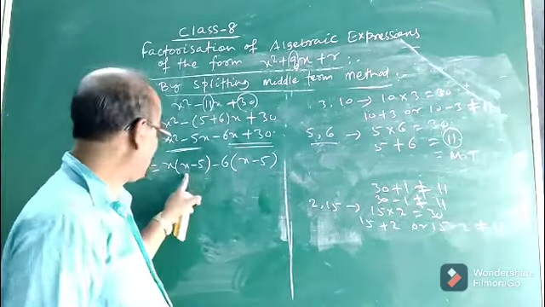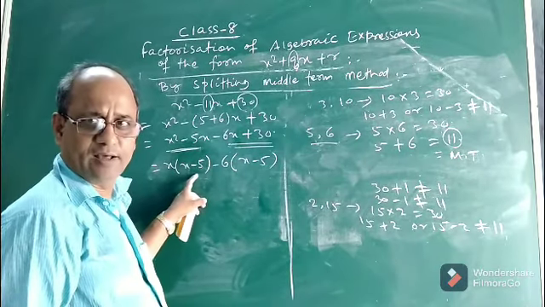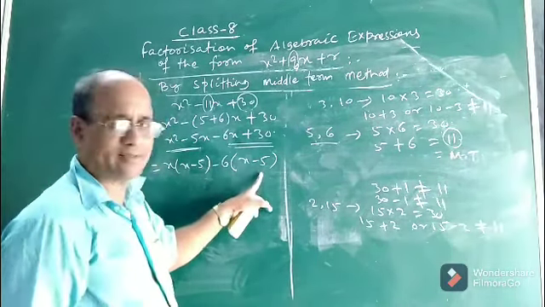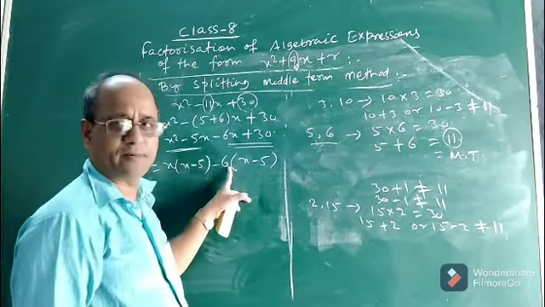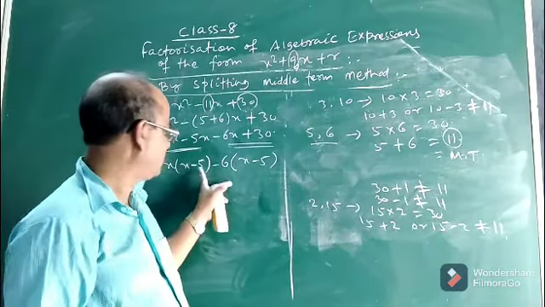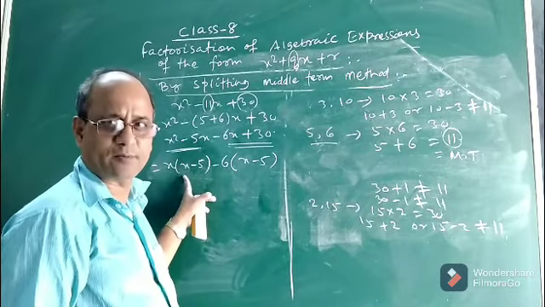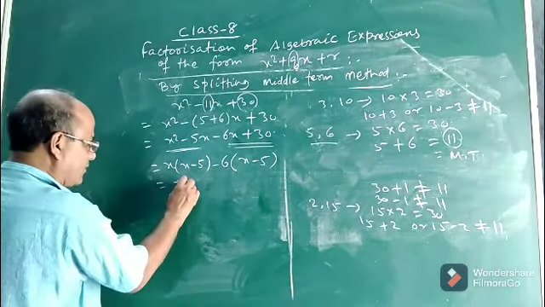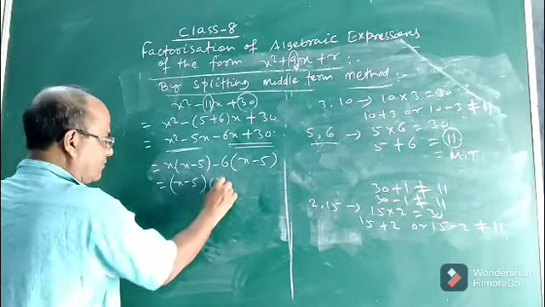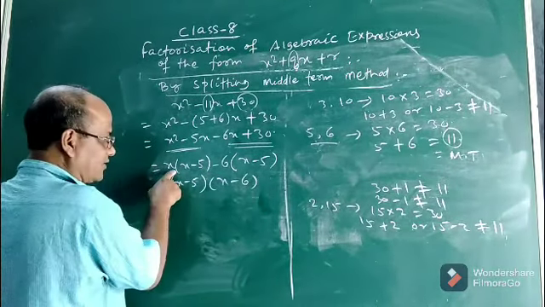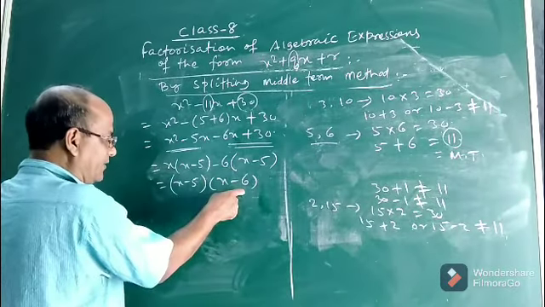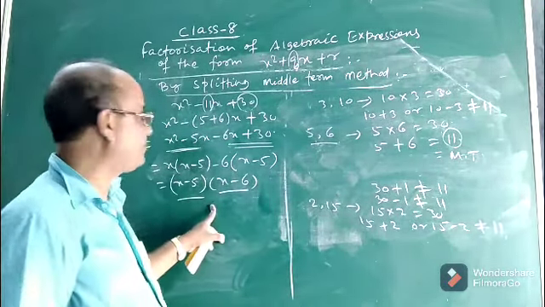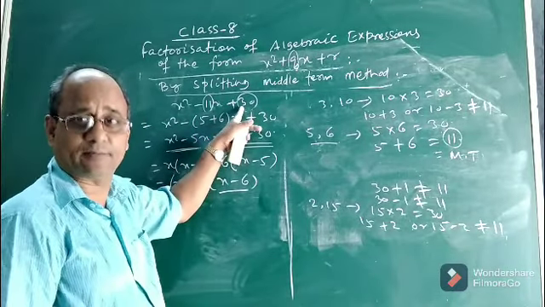Now look at x minus 5. X minus 5 is a binomial. It is multiplied by x in the first term. Again the same binomial x minus 5 is multiplied by 6 in the second term. So now we can again take x minus 5 common. If you take x minus 5 common, x will be left here and minus 6 will be left here. So (x minus 5) into (x minus 6) will be the complete factorization of this algebraic expression.